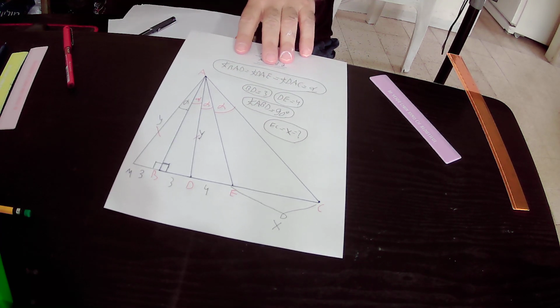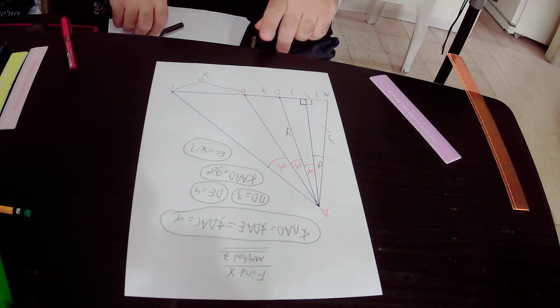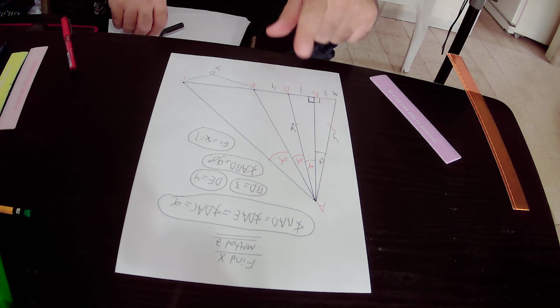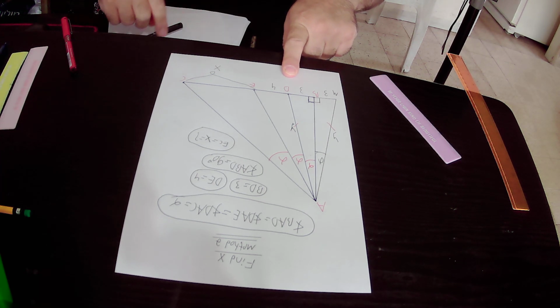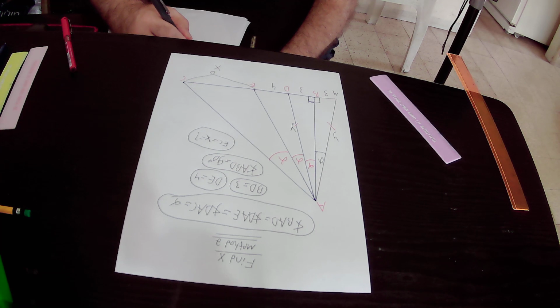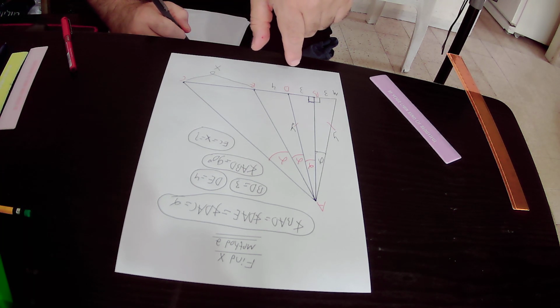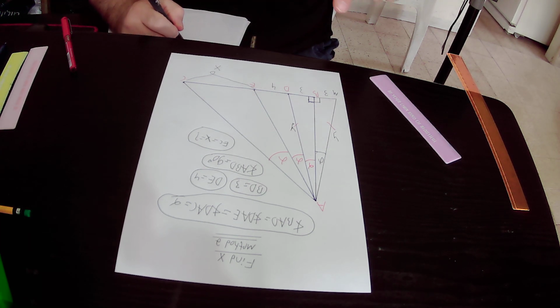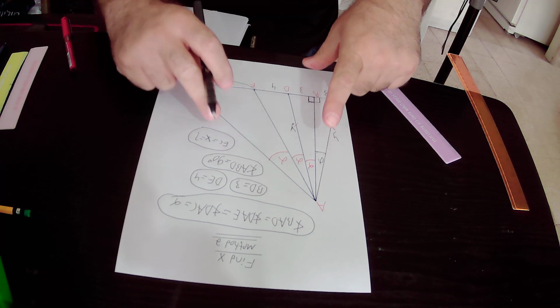So according to the angle bisector theorem, the angle bisector AE divides side DC in a ratio of DE over EC, and that ratio equals the ratio between the angle sides, that is to say AD over AC.